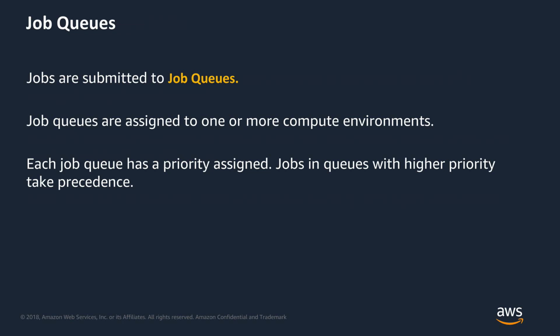And job queues can also have multiple compute environments. For example, one that consists of spot instances and the other one consists of on-demand instances. And you define the order of the compute environments to define which one should get the job first.